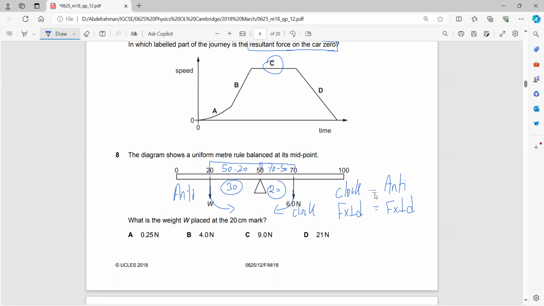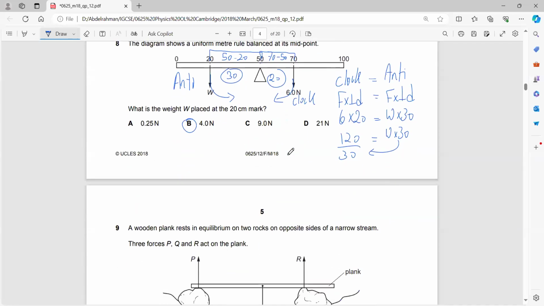The clockwise moment would be 6 times 20, and the anti-clockwise would be W times 30. 6 times 20 is 120 equals W times 30. We just divide by 30, which would be 4 newtons. Any problems?